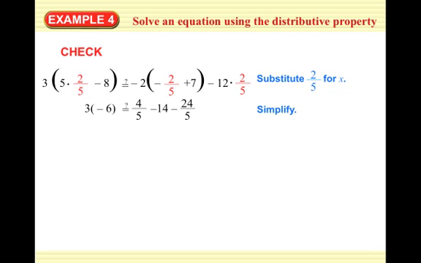Okay, now we need to do the minus, and then 12 times 2/5. 12 times 2 is 24 over 5. So we've got that minus 24/5. Okay, on the left-hand side, it's pretty easy to go, okay, 3 times negative 6 is negative 18. On the right-hand side, let's think through this. 4/5 minus 24/5 is going to give us negative 20/5. Negative 20 divided by 5 is negative 4. So negative 14 minus 4 is going to give us negative 18. So we get negative 18 equals negative 18.